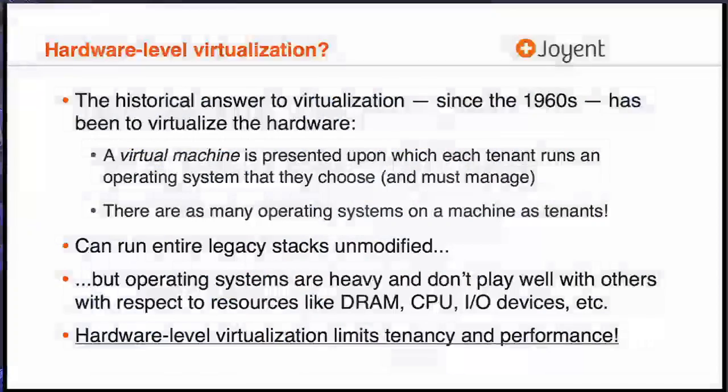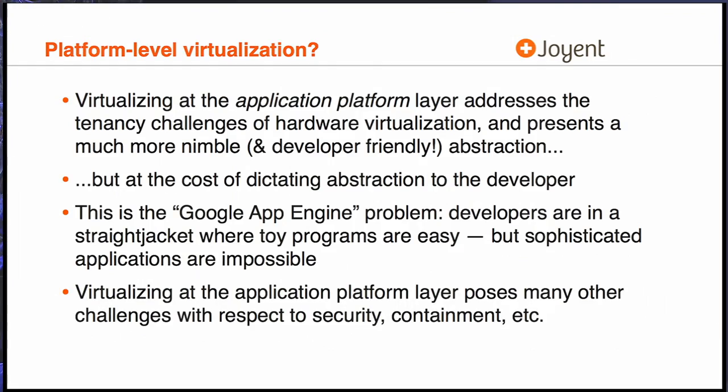Okay, so that's hardware-level virtualization. Do we have any other choices? We can go platform-level virtualization. We can go all the way up the stack. That gets us into what I call the Google App Engine problem, where you develop something that's great for developers way up here, but you can't actually do anything real with it.